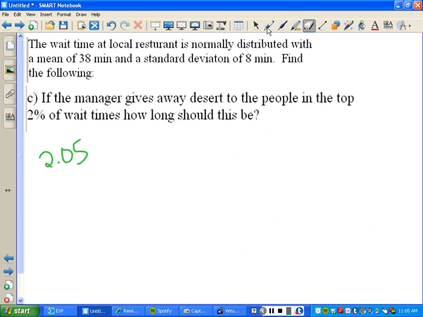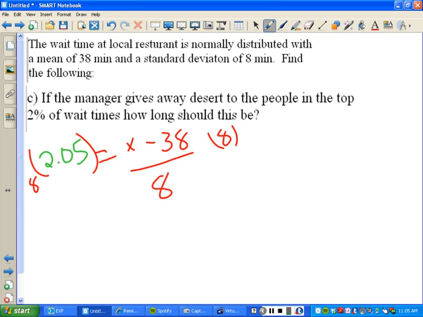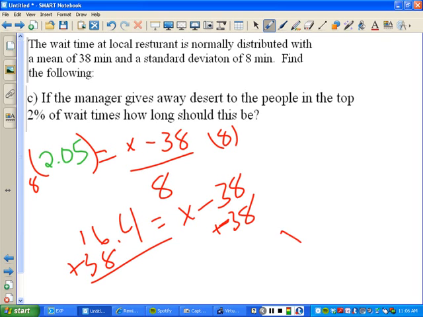Your answer equals x minus the mean divided by 8. So now we're going to multiply 8 times this. I don't know for sure what you get, but I think it's 16.4. I'm telling you, one of these days I'm going to be a mathematician. And now to solve for x, add 38. Add 38. And x is equal to 54.4-ish. Yes, sir.